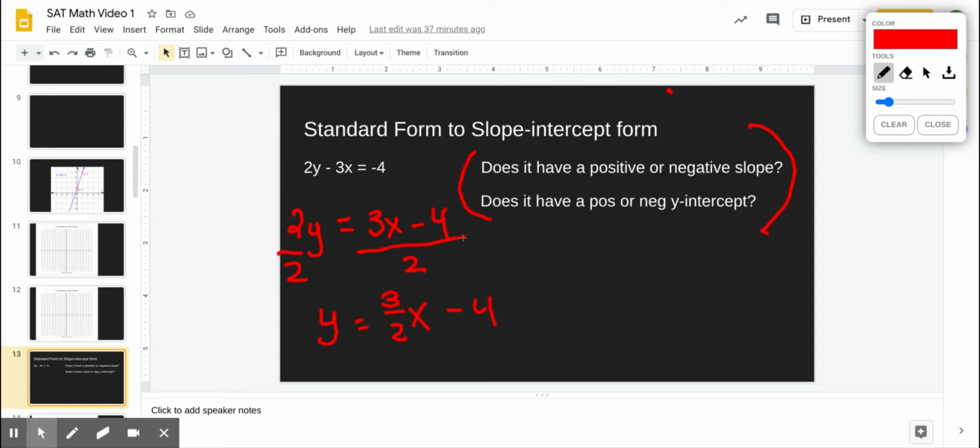So we can see right away that the slope is positive. It has a positive slope. And the y-intercept is negative. The y-intercept is negative right there. And since it's negative, we know that the line is going down. We'll just make some arrows there in our linear equation. All right. Let's move on, clear this out.